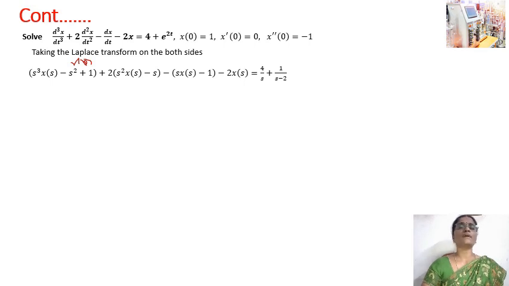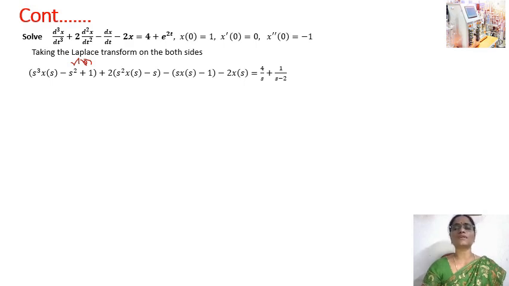Now, what is the Laplace form of the second term? Take 2 common. This is the second order derivative: s squared x of s minus s into x of 0. x of 0 is already 1 here, so only s will come. Then minus, come to the first order derivative, s into x of s minus x of 0. x of 0 is 1 here, so I have given the 1 directly. Then minus 2 into x, where the Laplace of that function is x of s. So this is the Laplace form of the left hand side.